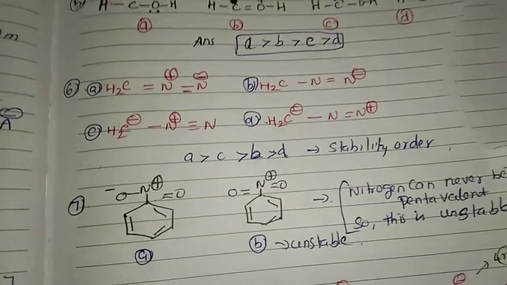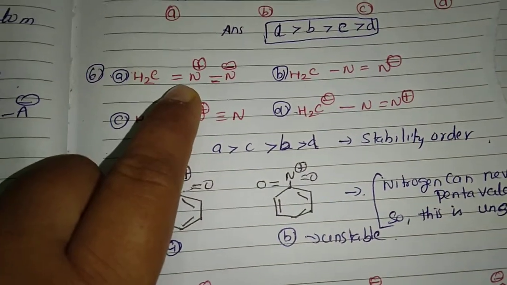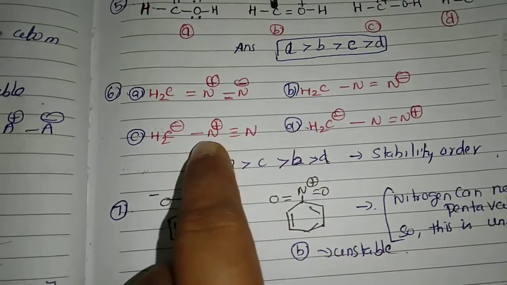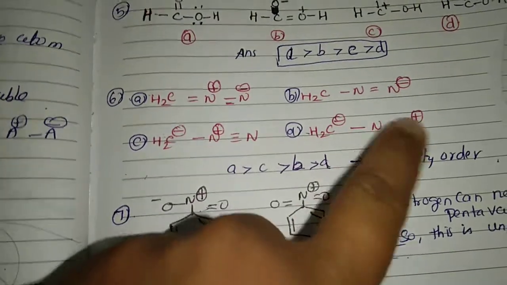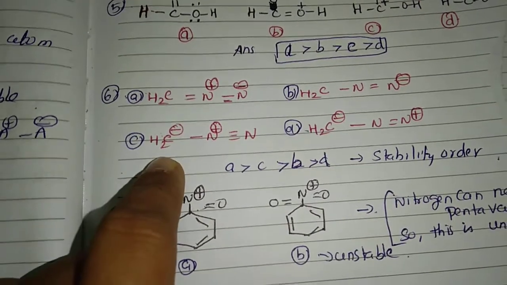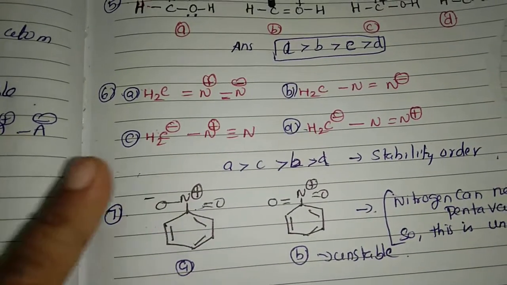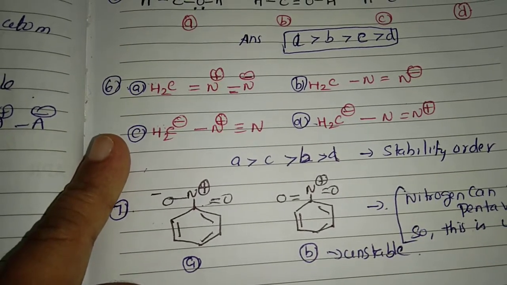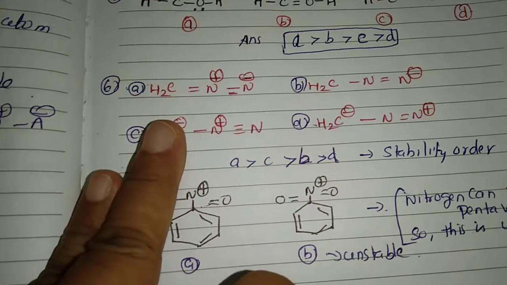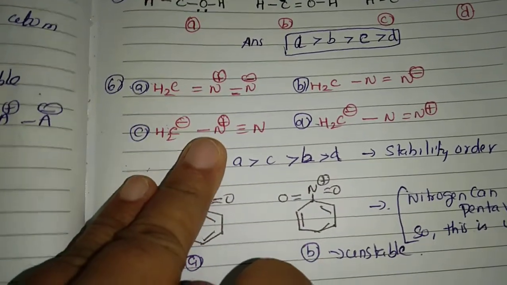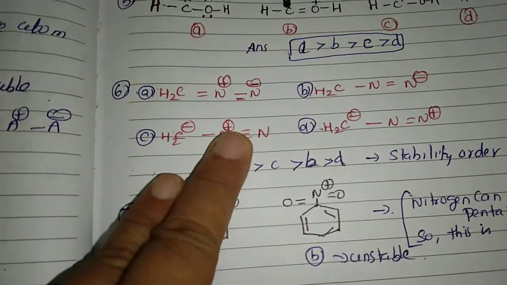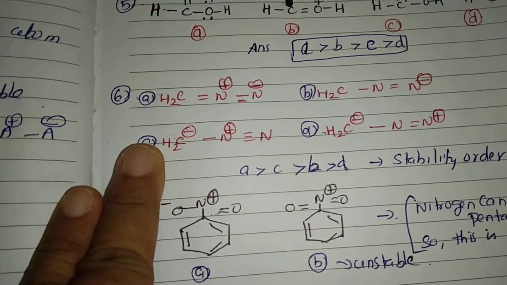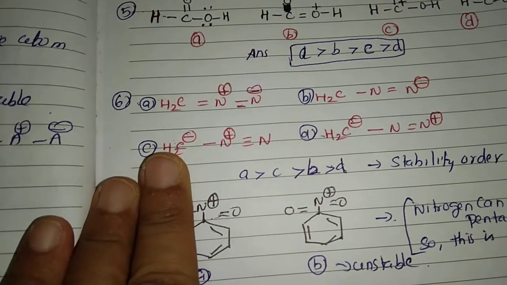Okay, next example. Count the number of covalent bonds: 1, 2, 3, 4; 1, 2, 3; 1, 2, 3, 4; 1, 2, 3. So A and C have an equal number of covalent bonds, so you cannot use the first rule to order the stability. Next is the second rule. Both are charged species, with plus and minus charges, so you cannot find the stability order using the second rule. Next go to the third rule.